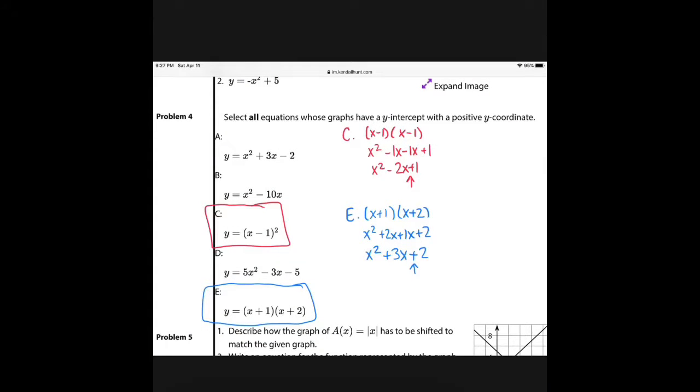Looking at number 4, select all equations whose graph have a y-intercept with a positive y-coordinate. And so looking at these, we can see that A is a negative, B is a negative, and D is a negative right away just looking at it. And so then next, since these are written in factored form, you'll want to solve them, which I did, and this will give you a +1, and E will give you a +2. So your answers would be C and E.